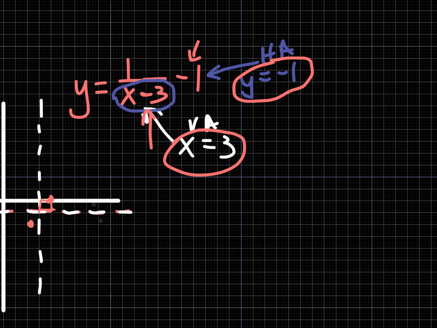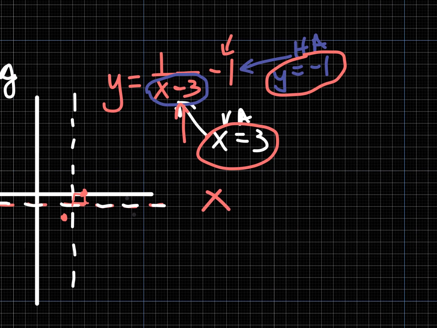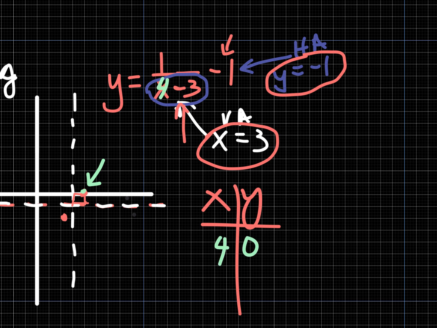Now I want to explain how that works in terms of an x and y chart. If I put in the point right there, that spot, that is at 4, 0. And I want you to see how this makes sense. If I put in the 4, I will have 1 over 4 minus 3, which is 1 over 1, which is 1. Minus 1 makes 0. See?